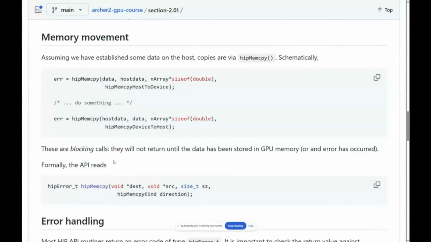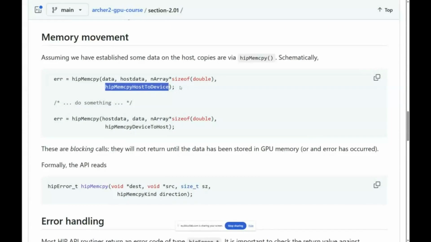Okay, so once we have established that there is a pointer to some location on the device, stored in data, and that location has some size, I now need the mechanism for moving data from the host to the device and the device to the host. That's the call hipMemcpy. The way this should always be read is I am copying memory to a destination from its source, and this is the size of the copy, and this is the direction of copy.